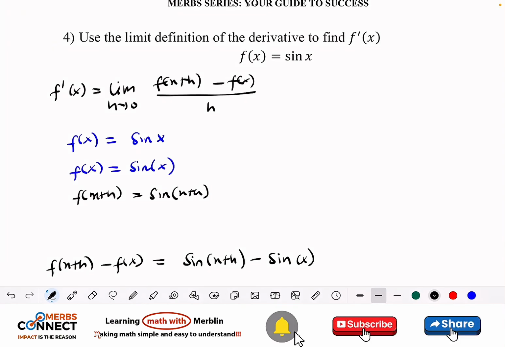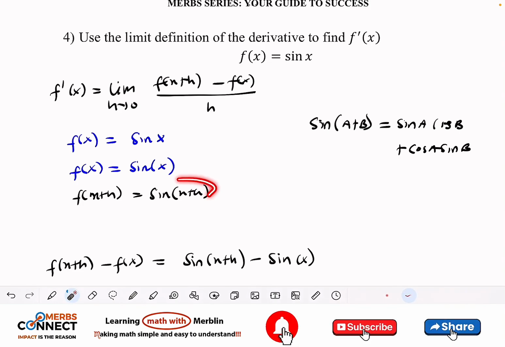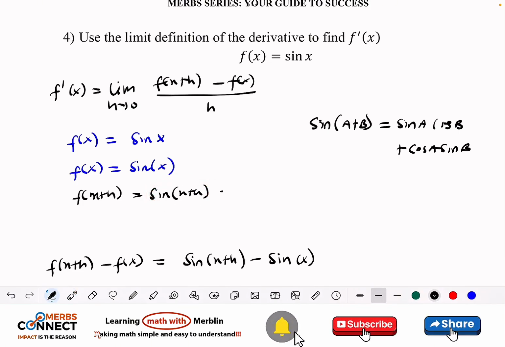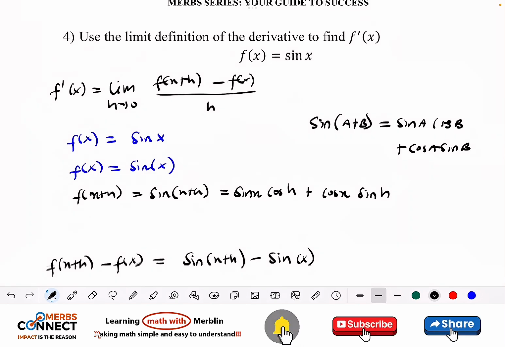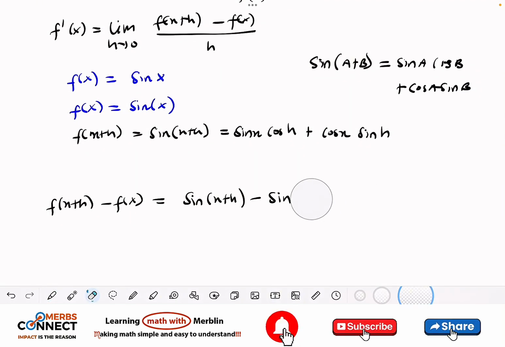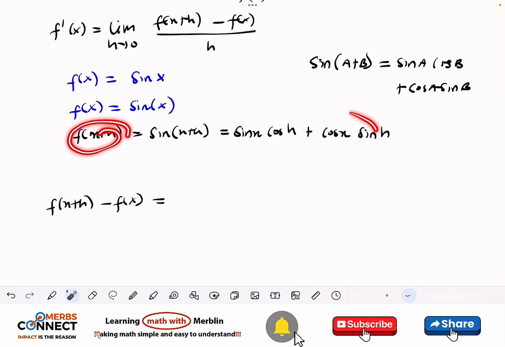You remember trig, where we said sine of a plus b is equal to sine a cos b plus cos a sine b. Remember this, right? So it means that we can use that idea to expand this. So this one will be sine x cos h plus cos x sine h. So this is what we need to use to simplify. So simplify that, it means that my h is now equal to this.